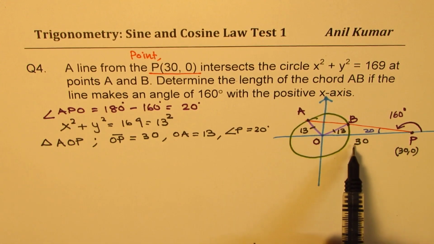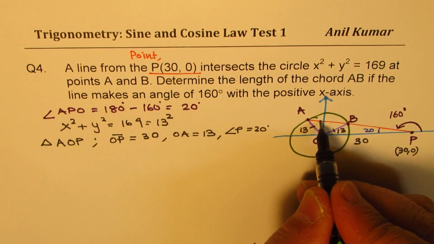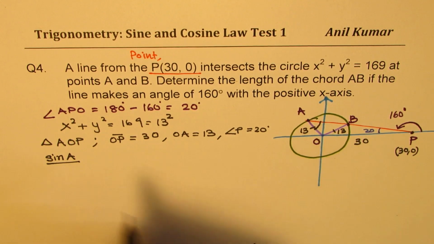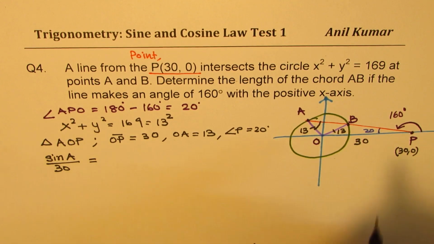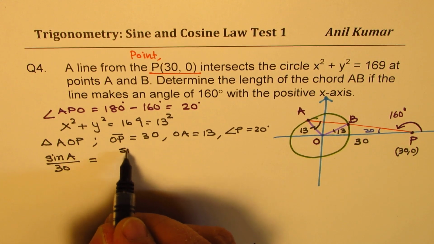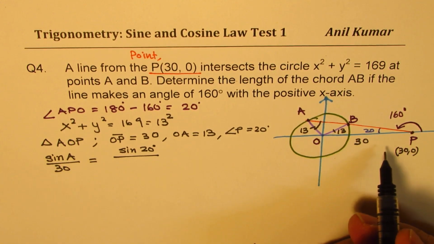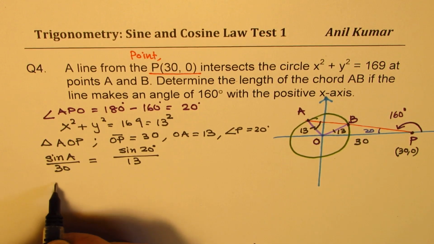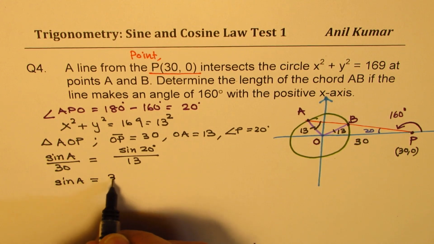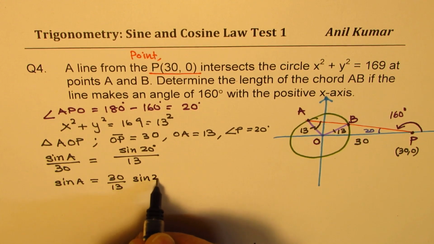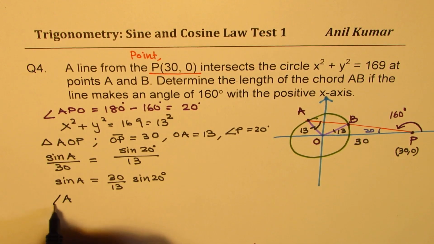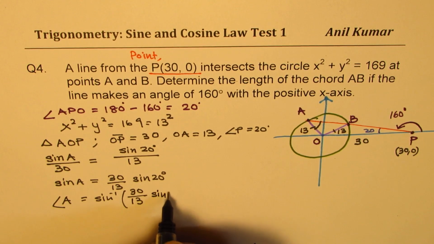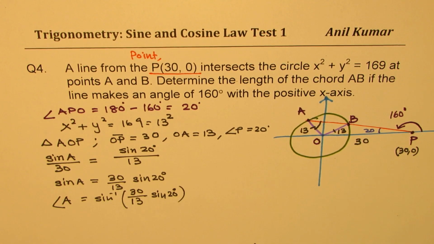So the opposite side is known. We can find the angle at A. So we can say sine of angle A over the opposite side 30 equals sine of 20 over the opposite side of 13 units. So that should give you the angle A, right? From here we get sine A is equal to 30 over 13 times sine of 20 degrees, correct? So the angle A is sine inverse of 30 over 13 sine of 20 degrees. Is that clear? So that is how we are going to find the angle A.